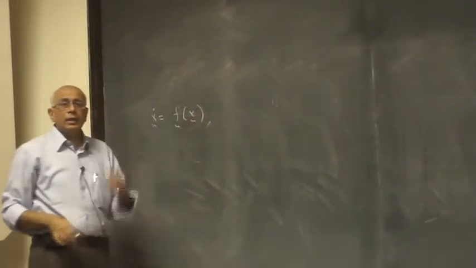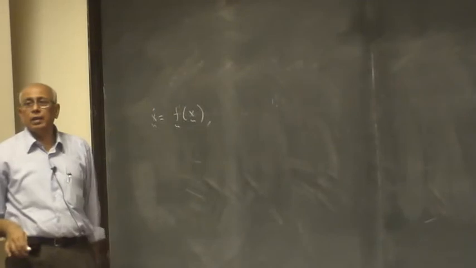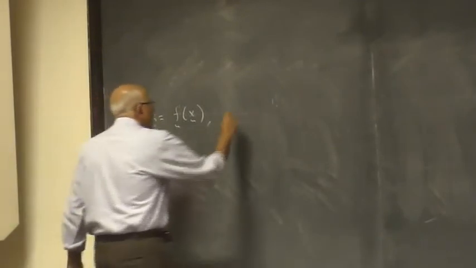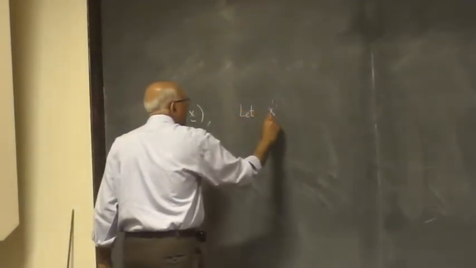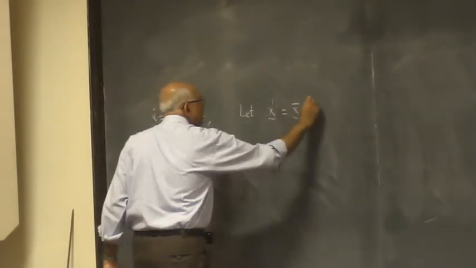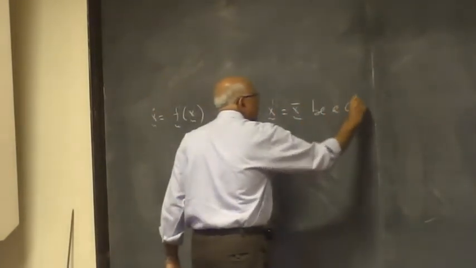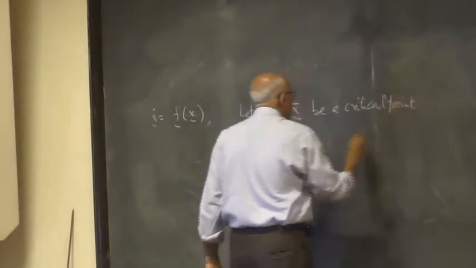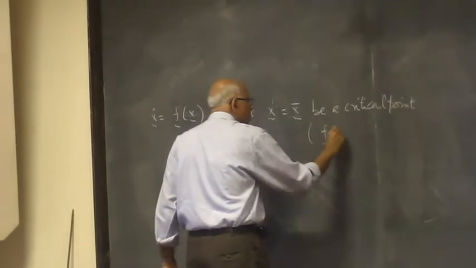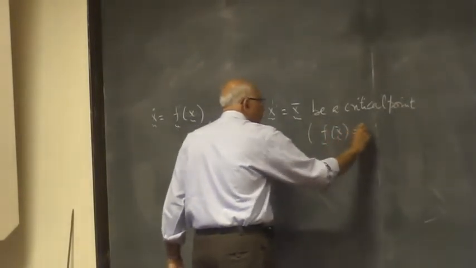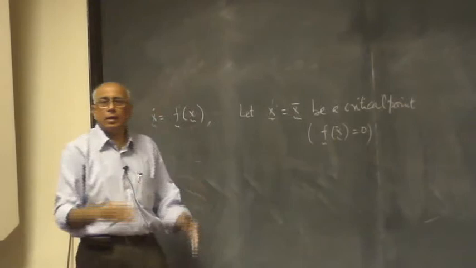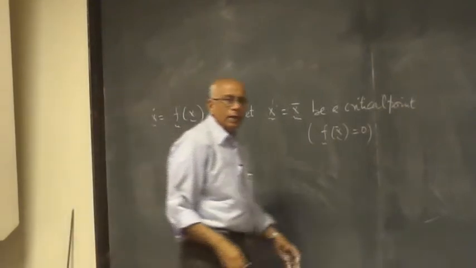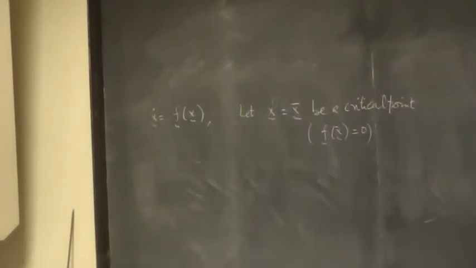And let's look at trajectories in the vicinity of a critical point. So let x equal to x bar be the critical point. In other words, f of x bar equal to 0, an isolated critical point. Then this linearization program fails, and this rectification program fails altogether. What should I do now?